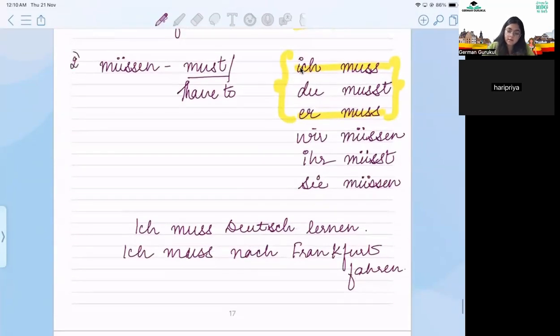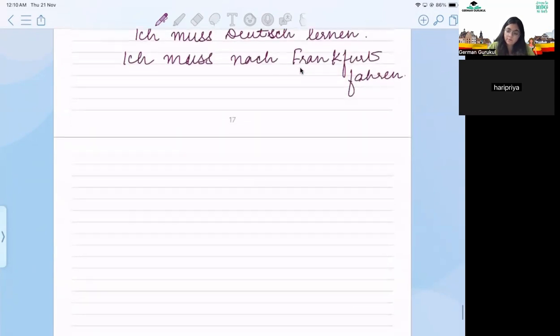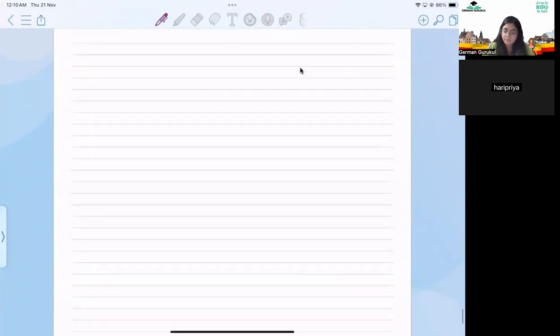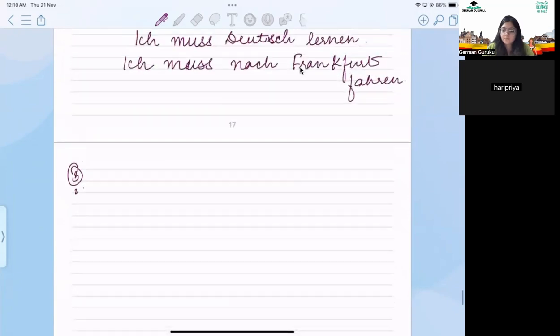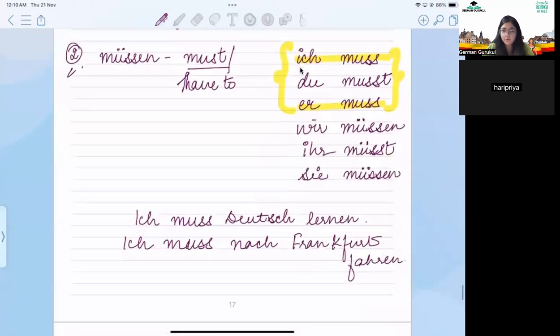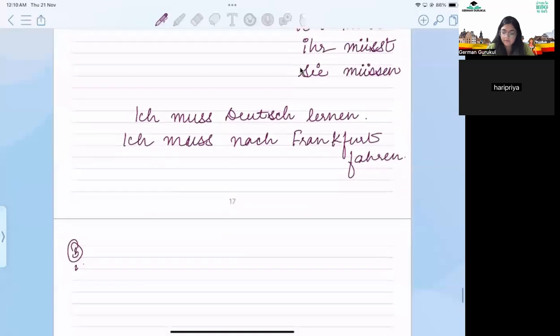So können and müssen. Now we'll do the third one. Can you tell what is the participle of muss? We'll do that after this.